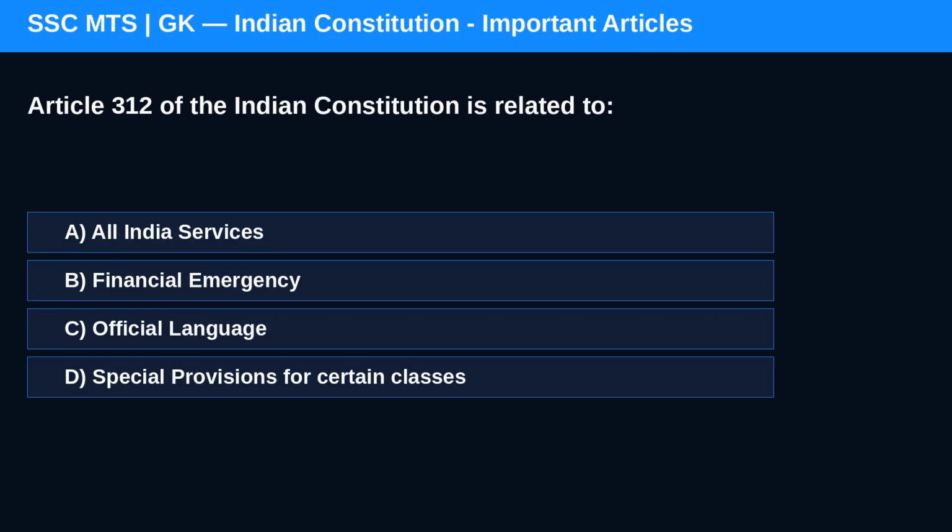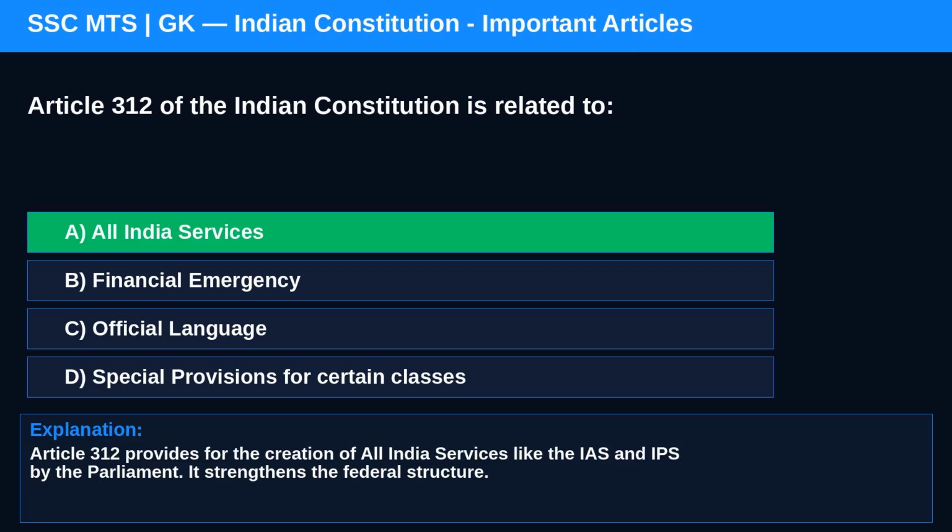Question 11. Article 312 of the Indian Constitution is related to Option A, All India Services, Option B, Financial Emergency. Correct answer is A. Article 312 provides for the creation of all India services like the IAS and IPS by the Parliament. It strengthens the federal structure.